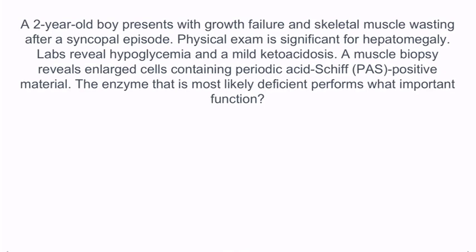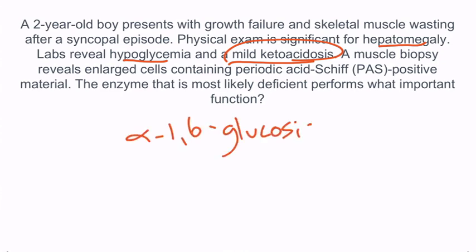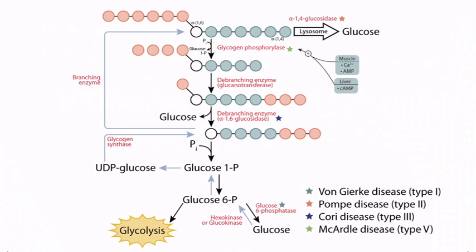Notice from the question stem that this patient has hepatomegaly, hypoglycemia, and a mild ketoacidosis. The PAS stain identifies glycogen and is useful in identifying glycogen storage diseases. Recall that a ketoacidosis is unique to Cori disease, or glycogen storage disease type 3. This is due to a defective alpha-1,6-glucosidase enzyme.